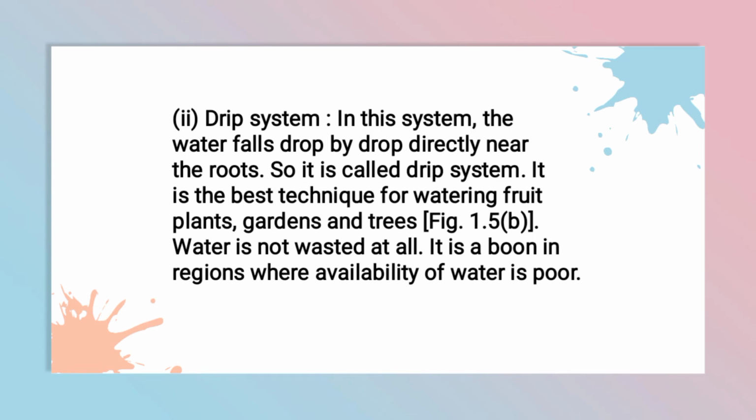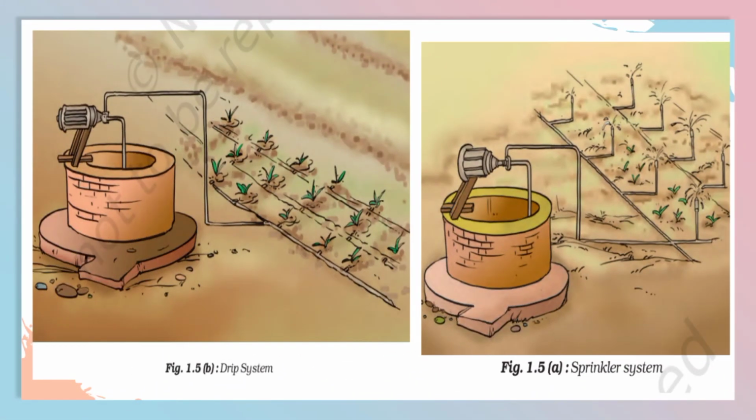So what happens in the drip system, I will show you in the image. Even here, the source of water is a well, through which a main pipe is connected, and there you have a long pipe to which small holes are connected. Those holes will be directly connected near the soil. So the root of the plant will be watered. That is, water will be falling drop by drop on the root of the plant. So this was about irrigation, that is sprinkler irrigation and drip irrigation.